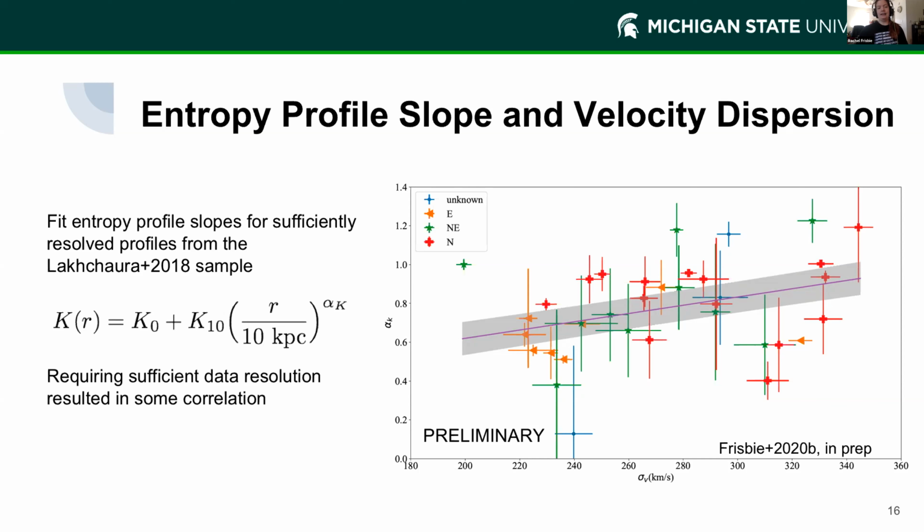So when we make that initial requirement for data resolution, we do find some correlation, shown here with the purple line and the confidence interval in gray.